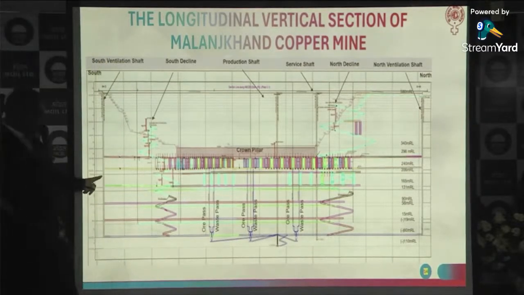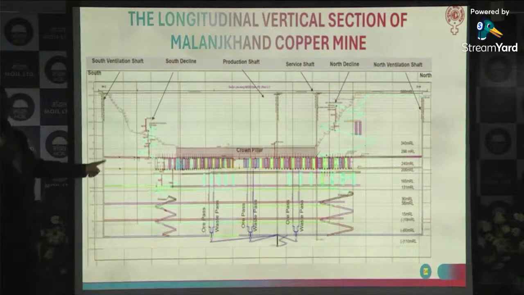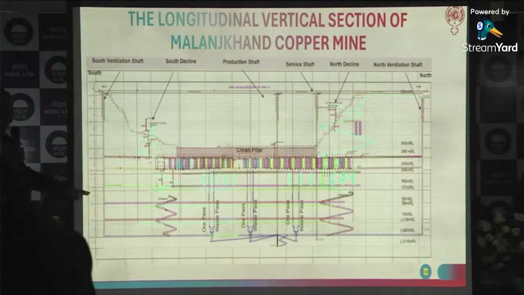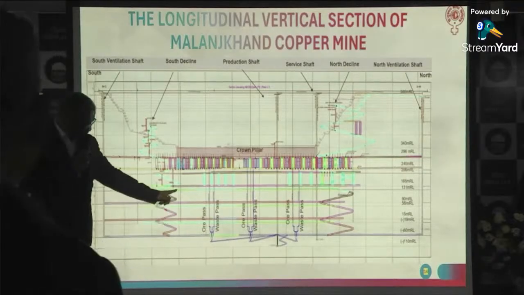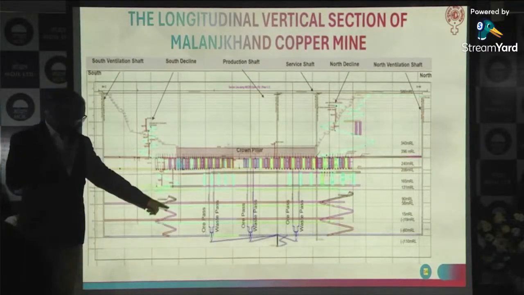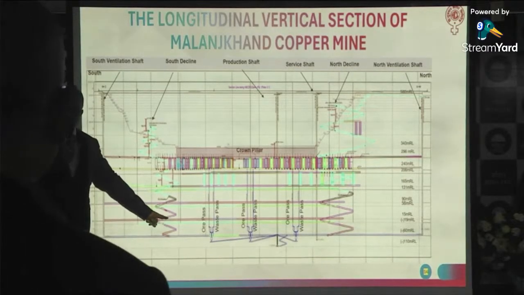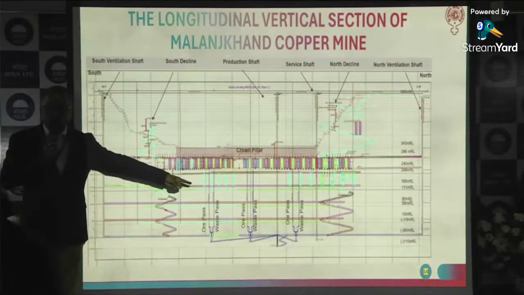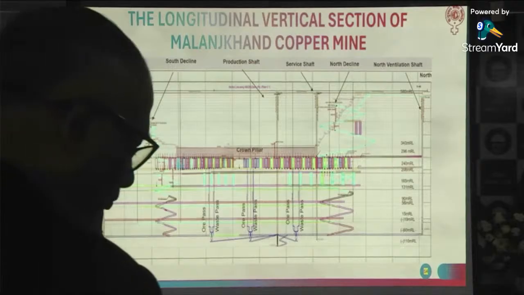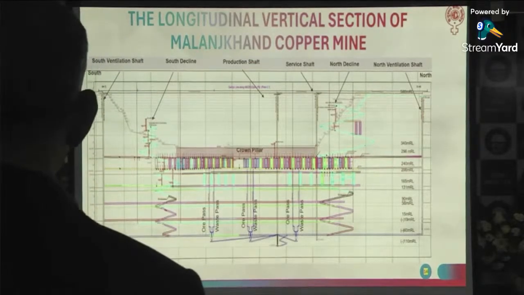Now we are mining from the first level. On the second level we are doing the production between first and second level, and we are doing the development over here, and we have gone to the drill level of the bottom one. South has gone about 1.6 kilometers, north has gone 2.5 kilometers. So we have yet to reach the bottom. Till then we'll have to install our fans.